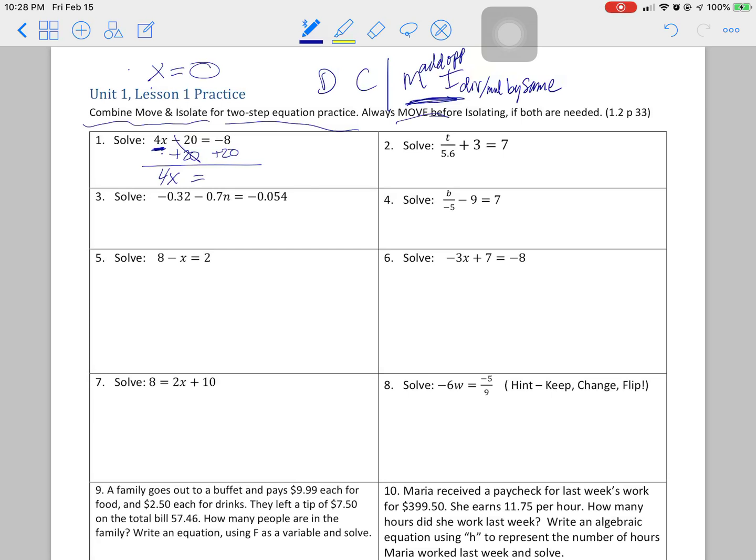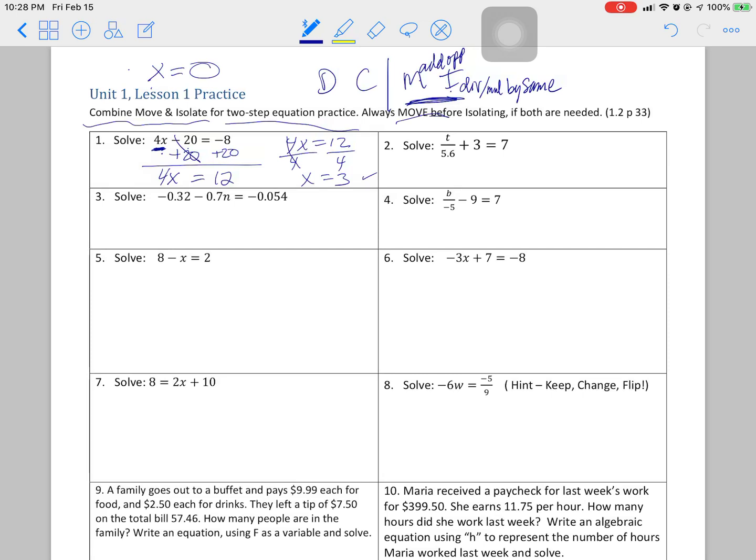And then negative 8 plus 20 is what? 12. So now our new problem is 4x equals 12. All right, I need to get x alone by isolating it, by dividing by the same. Whatever we do to one side, we do to the other. x equals 3. We can check because it's an equation. We put the 3 back in. 4 times 3 is 12. Minus 20 will give you a negative 8. So we're good. Okay.